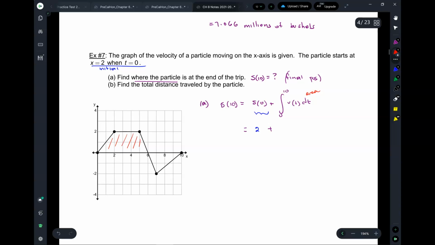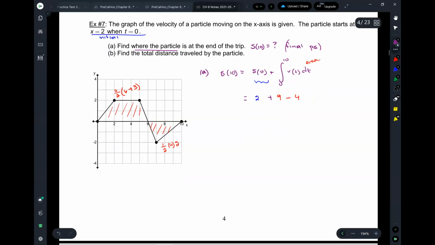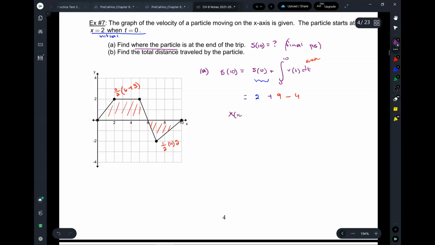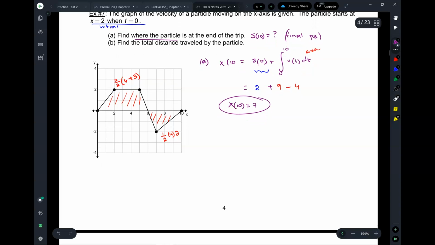This is the height over 2 times base 1 plus base 2. This is half times base times height. We're going to subtract, right? So it's going to be 9 minus 4. Okay? So the final position, it's x of 10, not s of 10 actually. X of 10 is 7. So the position along the x-axis at 10.